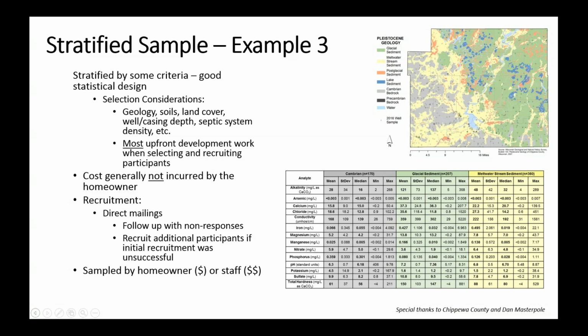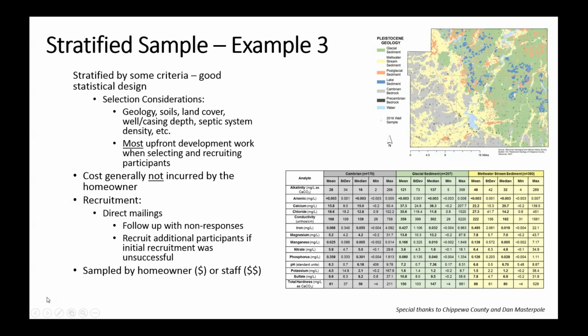Maybe that criteria is geology, which you know would have an impact on water quality. Maybe it's land cover. Maybe it's looking at the previous example where we underestimated wells in heavily populated areas. Maybe we look at septic system density or well density as a stratification classification that we want to look at.